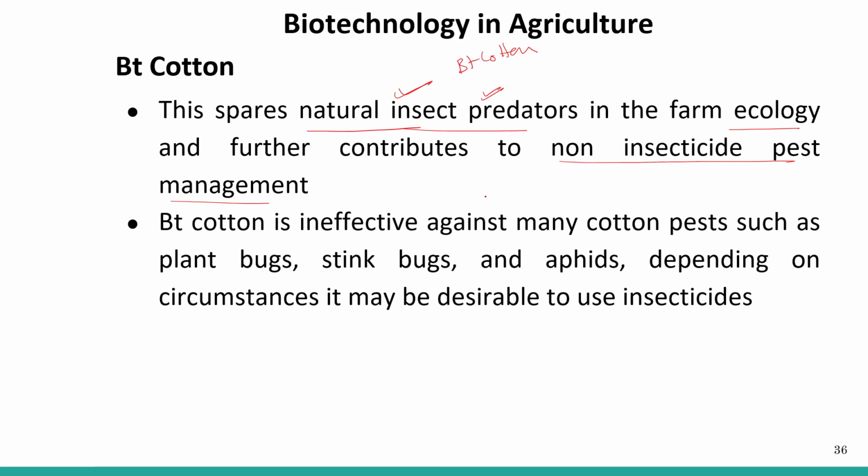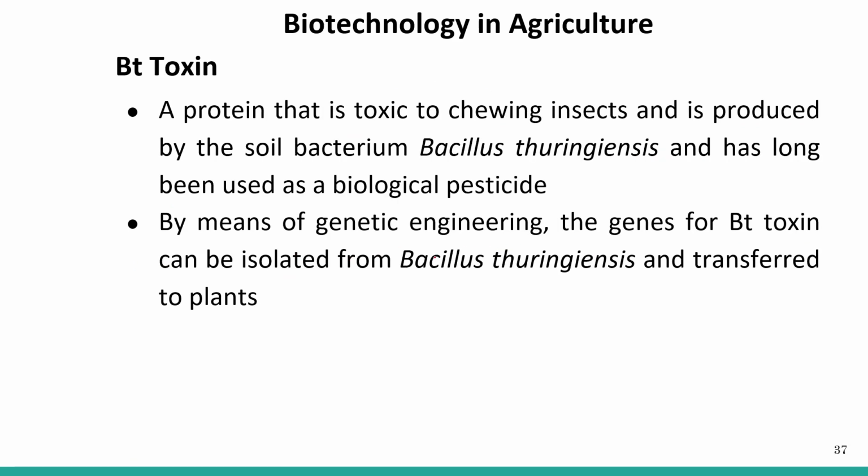Bt cotton is ineffective against many cotton pests such as plant bugs, stink bugs and aphids. So it does not harm these particular insects or pests. Depending on the circumstances, it may be desirable to use insecticides. So they are not harmful to plant bugs, stink bugs or aphids.